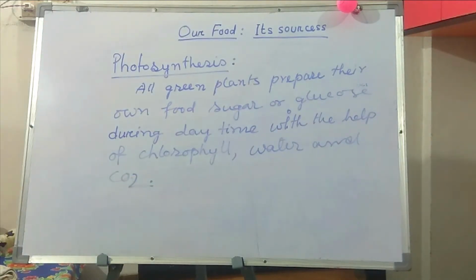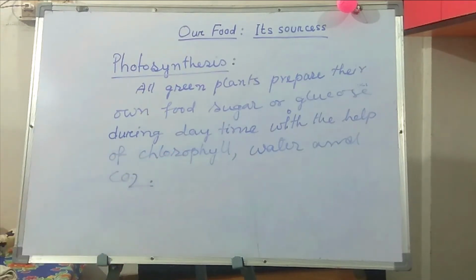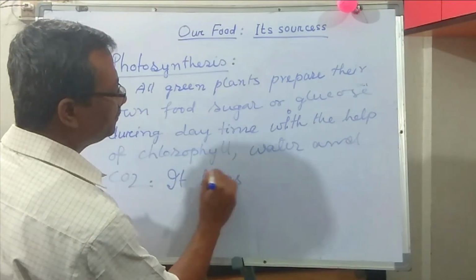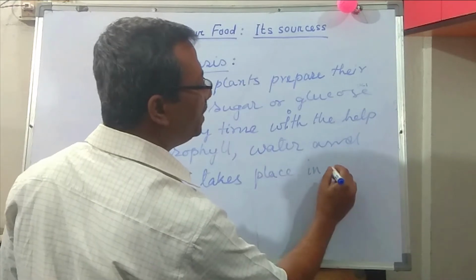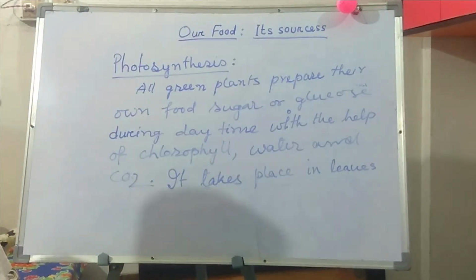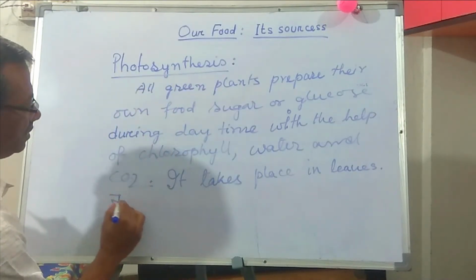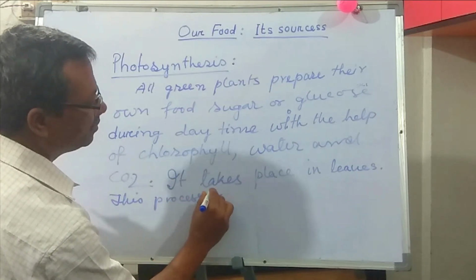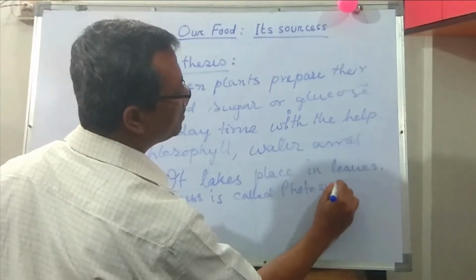All green plants prepare their own food, sugar or glucose, during daytime with the help of chlorophyll, water and carbon dioxide. And it takes place in the green parts of the plants, that means in leaves, and the stem which contain chlorophyll. This process is known as photosynthesis.